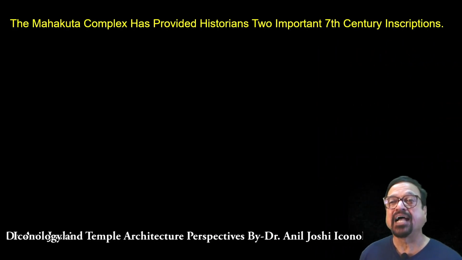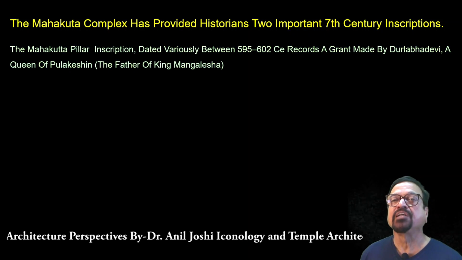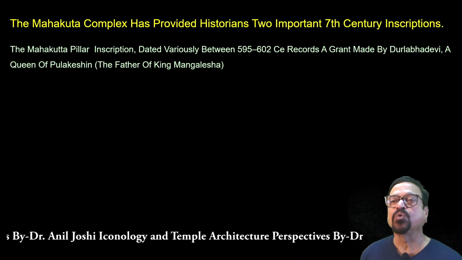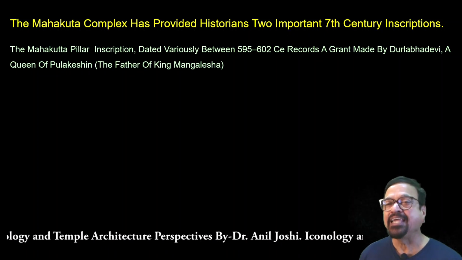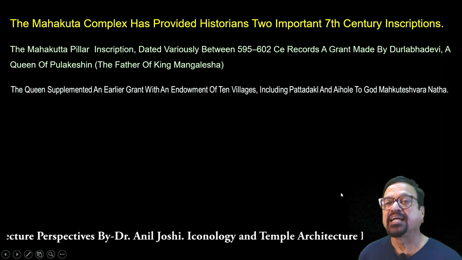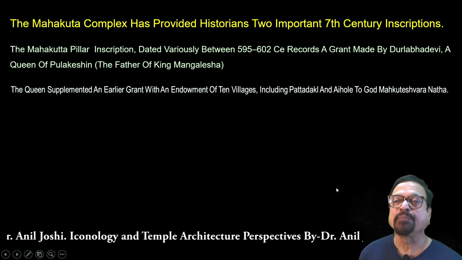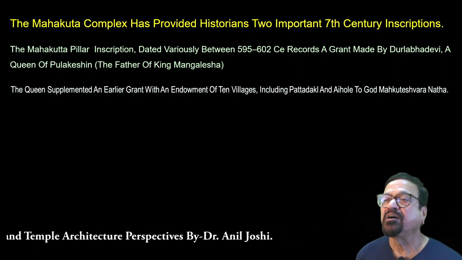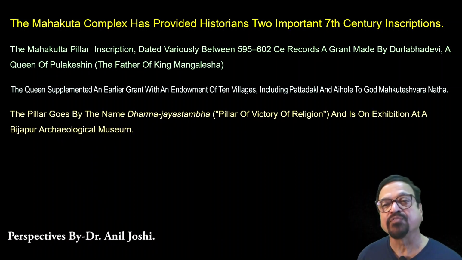Now the Mahakota complex has provided history with two important 7th century inscriptions. The Mahakota pillar inscription, dated variously between 595 to 602, records a grant made by Durlabha Devi, a queen of Pulakeshi, the father of King Mangesha. The queen supplemented an early grant with an endowment of 10 villages, including Pattadakkal and Aihole, to god Mukteshwaranatha. So this grant of villages gave them a source of income.